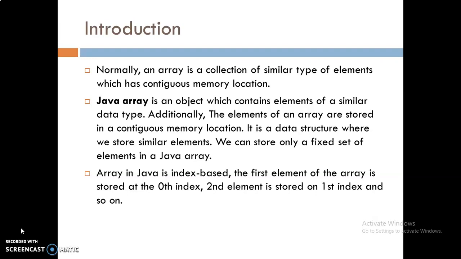In Java, the index always starts from 0, as well as in C++, as well as in C. The array always starts from 0. Array in Java is index based. The first element of the array is stored at the 0th index. Second element is at first, and so on.